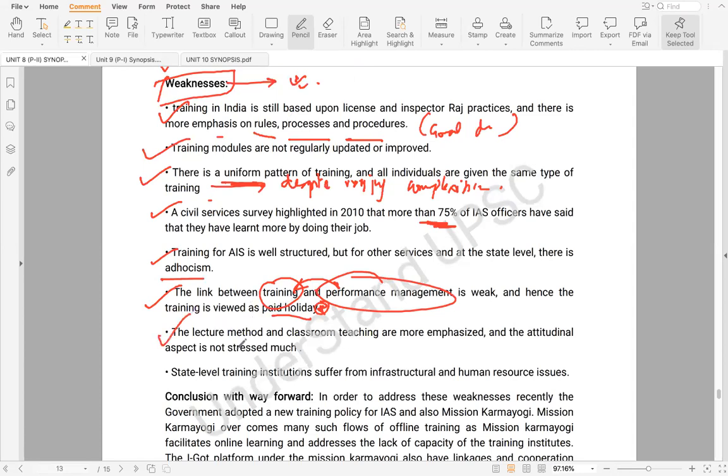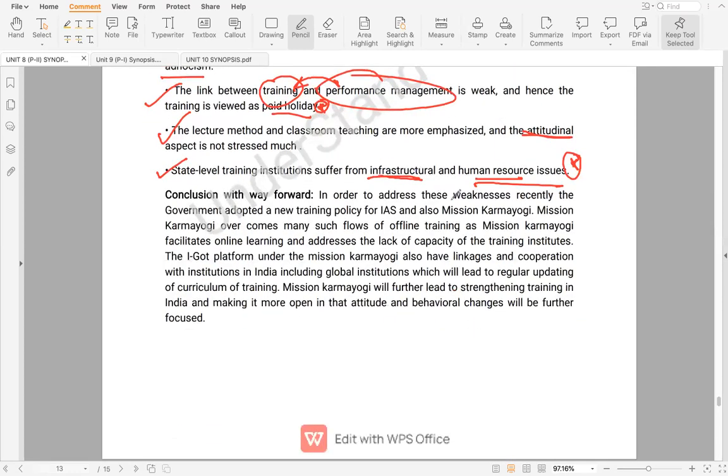Yes, the lecture method and classroom teaching are more emphasized, and the attitudinal aspect is not stressed much. So we know that we need to bring about the change in the attitude, behavior, and competence. State level training institutions suffer from infrastructure and human resource issues. This is a standard issue, finance and infrastructure, and personnel as well. Funds, functionaries, and functions. Conclusion with the way forward in order to address these weaknesses.